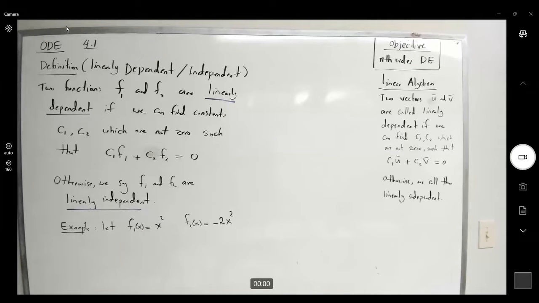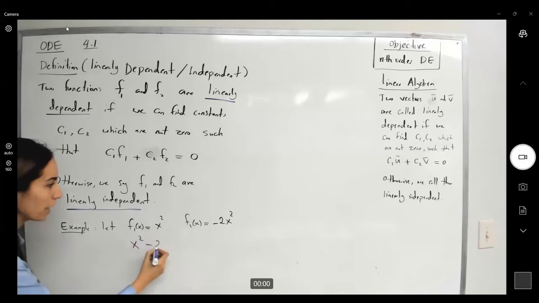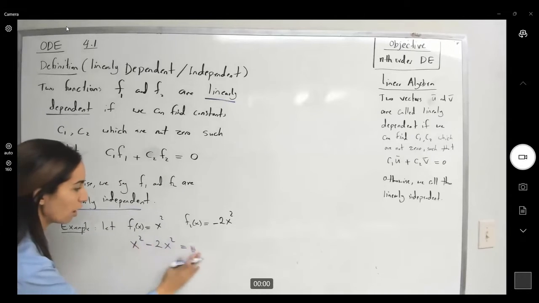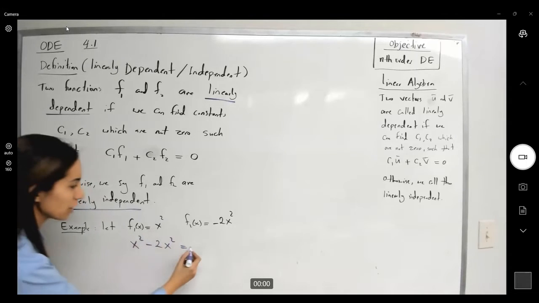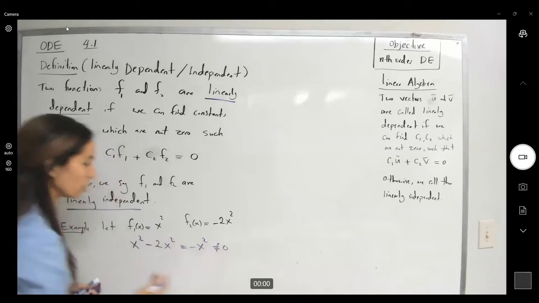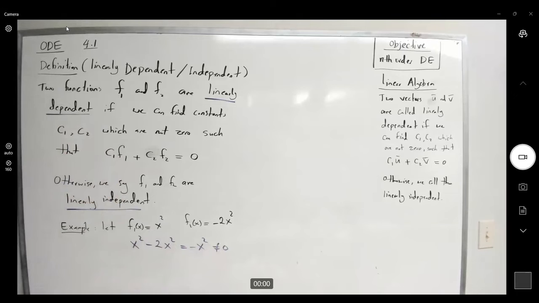There you go. So can you find C1 and C2 such that if I multiply the first function by C1 and multiply the second function by C2, the outcome is equal to 0? Guys, take a look at this. If I just write down x squared minus 2x squared, if I simplify this, I get negative x squared, which is not equal to 0. So if you just write it this way, you say that, hey, they are linearly independent, but our goal is to try to see if we can find C1 and C2.